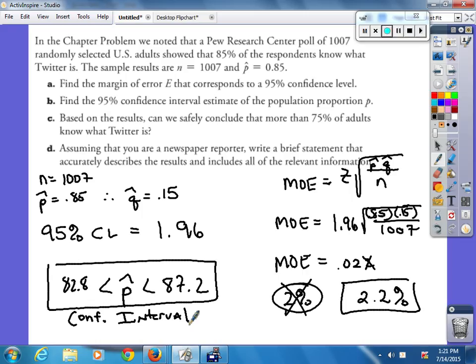All right, I've done A and B. Based on the results, can we safely conclude that more than 75% of the adults know? Yes, they know. 75%, we know there's more than that. Assuming that you are a newspaper reporter, write a brief statement that accurately describes the results and conclusions of the relevant information. We just did that. We just said that based on the 95% confidence level, we have a confidence interval of 83% to 87% know what Twitter is. So 75 is not right.